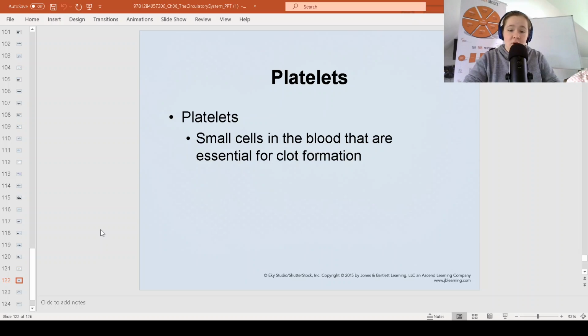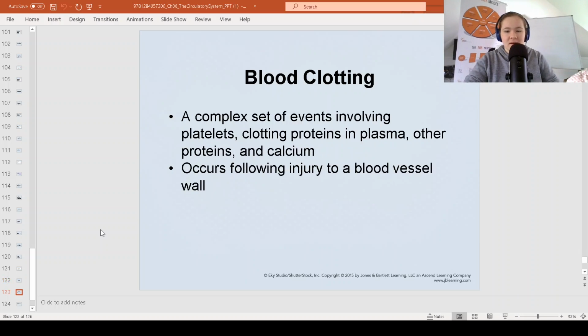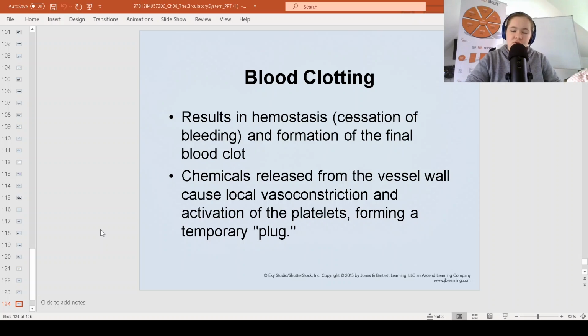Platelets are small cells in the blood that are essential for clot formation, and blood clotting is a complex set of events involving platelets, clotting proteins in plasma, and other proteins and calcium. This occurs following an injury to a blood vessel wall. This results in hemostasis, which is cessation of bleeding, and formation of the final blood clot. Chemicals are released from the blood vessel wall, causing local vasoconstriction and activation of the platelets, forming a temporary plug.